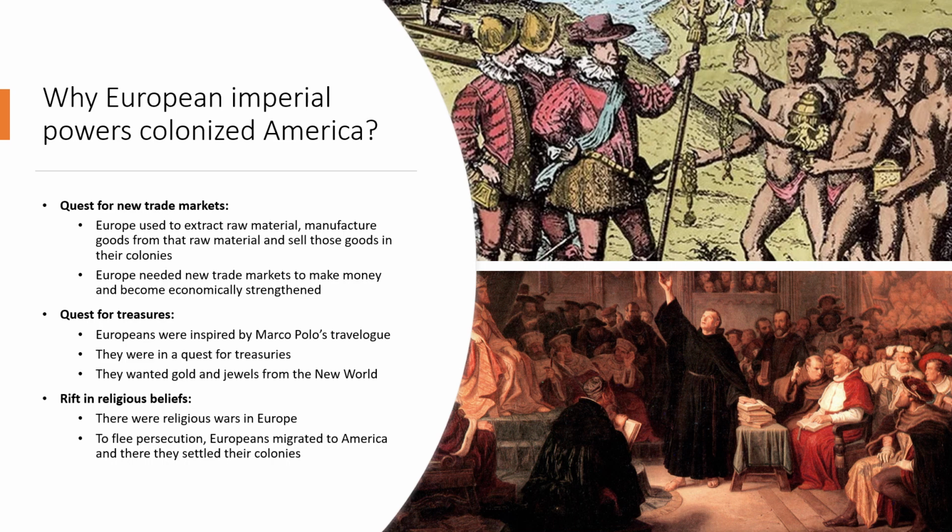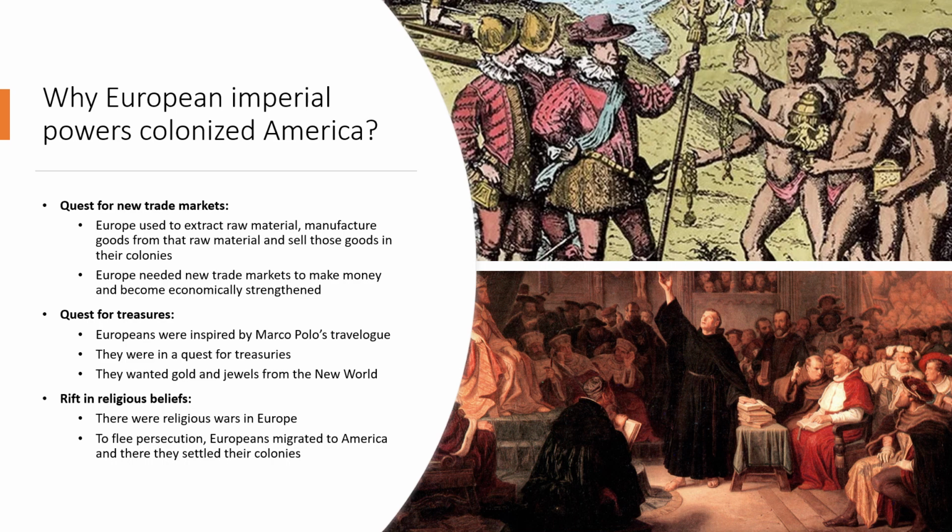Well, we have discussed this several times that Europeans were inspired by Marco Polo's travelogue. Marco Polo wrote in his travelogue about Asia, India and China. He wrote that these lands are filled with jewels and gold and all the natural resources. So this quest for treasures actually took European imperial powers to America, and they colonized America because they wanted this treasure. They wanted gold and jewels from the New World.